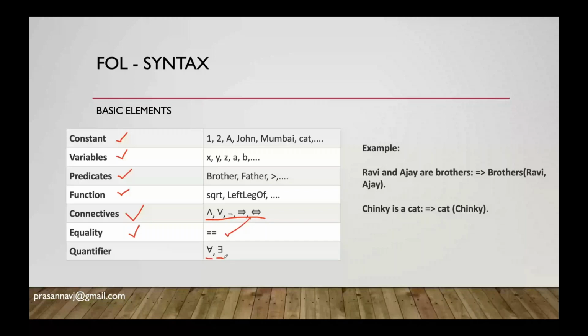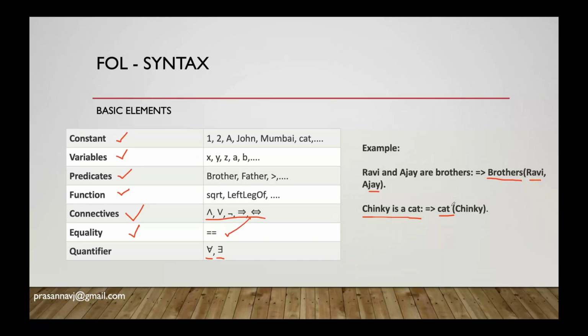Okay, let's take a simple example: Ravi and Ajay are brothers. We can represent this using brothers as a predicate, and Ravi and Ajay are part of that predicate. Chinky is a cat. In first order logic, cat is a predicate, and Chinky is a cat. This is how you basically represent the details there.